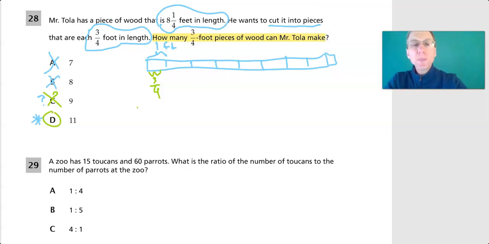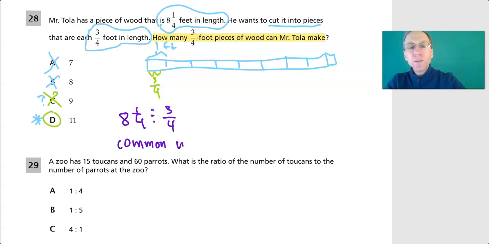Okay, so let's do this. Now let's do 8 1/4 divided by 3/4. These are fractions, so if you can make common units, it's really easy. And these are already in common units, so I can change all of this. You have to be able to change an improper fraction or a mixed number to an improper fraction.